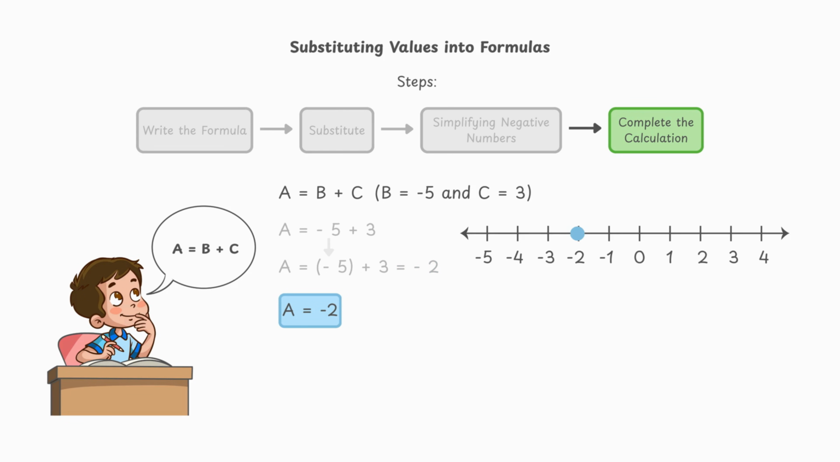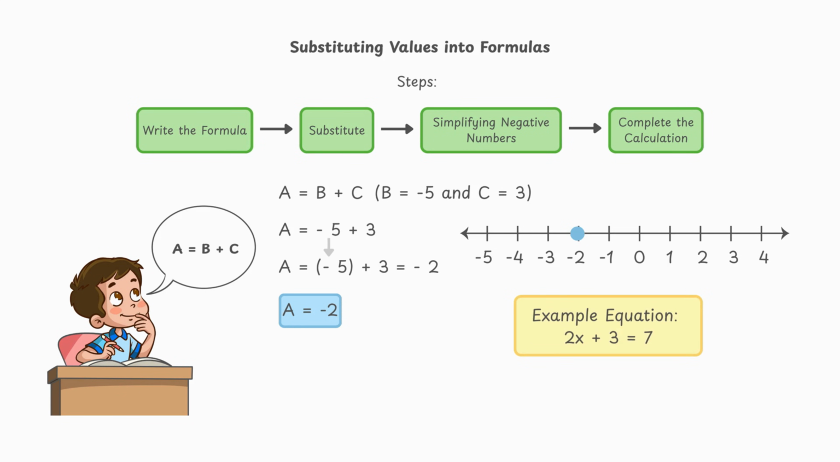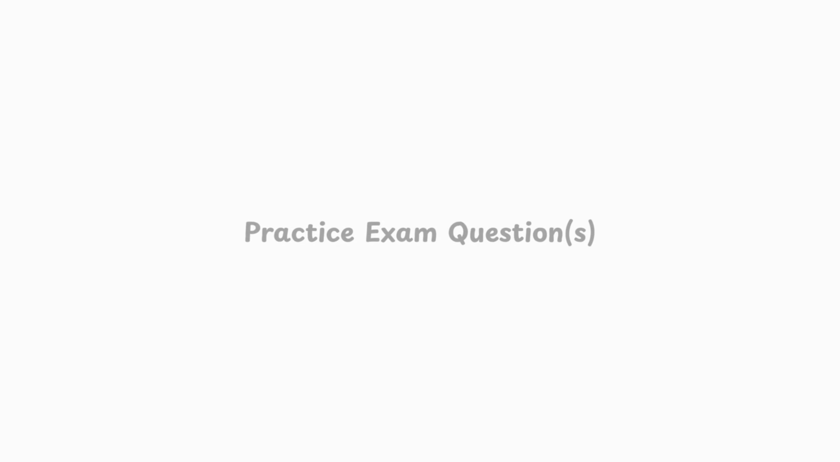When substituting, one of the most common mistakes is forgetting the negative sign. Always check carefully whether a value is positive or negative before writing it into the formula. By following these 4 simple steps, write the formula, substitute the values, simplify any negative numbers, and complete the calculation, you can solve substitution questions accurately and confidently. Here's another sample equation that you can solve using substitution. Let's dive into some exam-style practice questions.